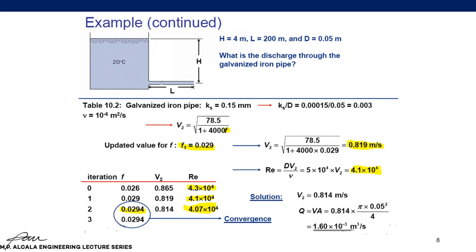So we can simply assume a velocity of 0.814 from our 0, 1, and 2 iterations, and solve further to get the discharge. So that will be 0.814 times 10 times pi times the area, the diameter squared divided by 4, which will give us 1.6 times 10 to the negative 3.